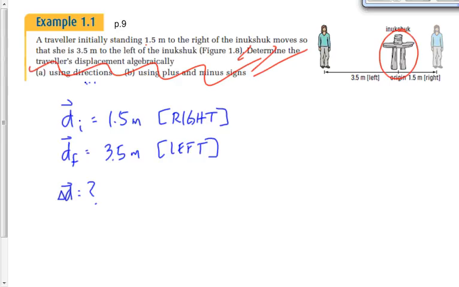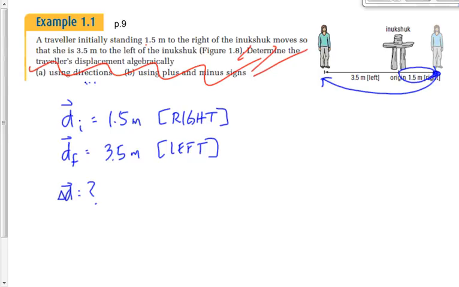Using directions. Let's look at the original diagram here. We start 1.5 meters to the right. We end up over here. If we look at this traveling from this 1.5 meter position to this 3.5 meter position, how far did we travel? What's our displacement? It's 5 meters, right? 5 meters to the left, right?